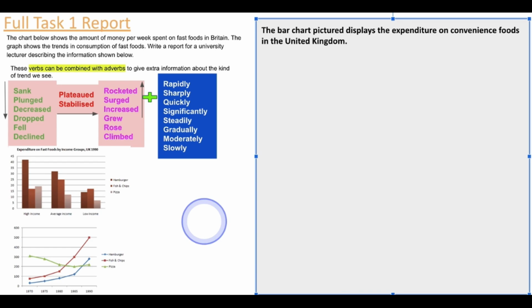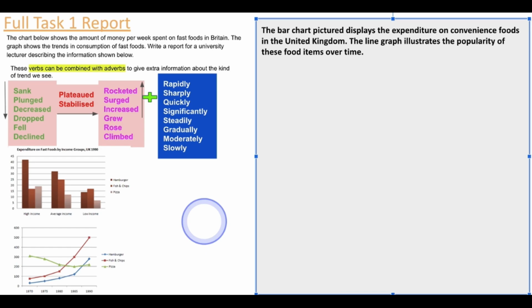The graph shows the trends in consumption of fast foods. Okay. The line graph illustrates the popularity of these food items over time. Okay, let's read this back. The bar chart pictured displays the expenditure on convenience foods in the United Kingdom. The line graph illustrates the popularity of these foods over time.